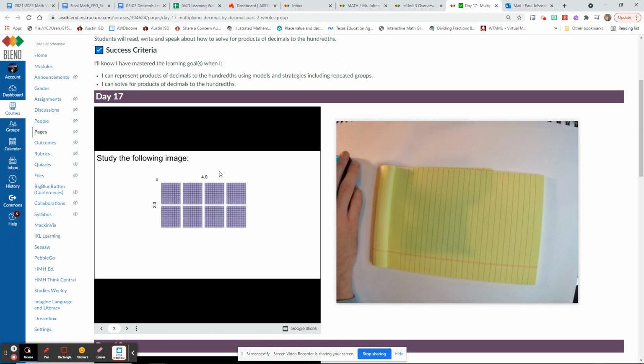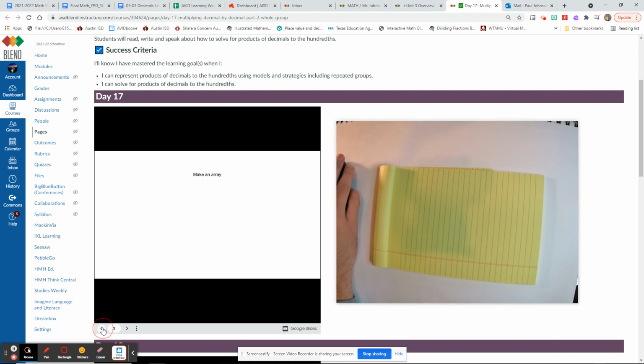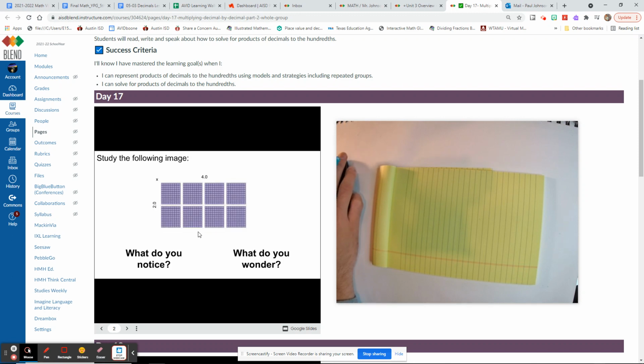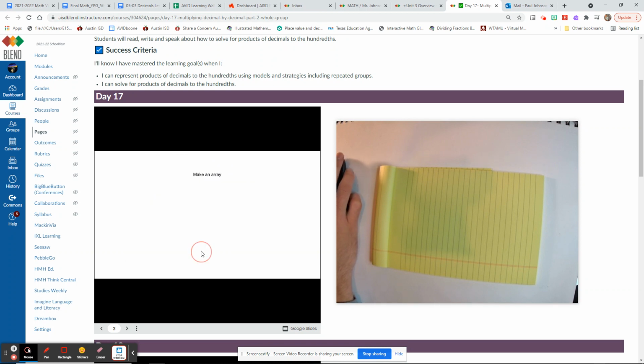So this is 2 times 4. 4 wholes: 1, 2, 3, 4. 2 wholes: 1, 2. So we have 2 wholes times 4 wholes. If you count, we have 1, 2, 3, 4, 5, 6, 7, 8 wholes in total. So this is an array of 2 wholes times 4 wholes, and that makes 8 wholes in total. I just realized my microphone was sitting over there. Hopefully you could hear. All right, so moving on.